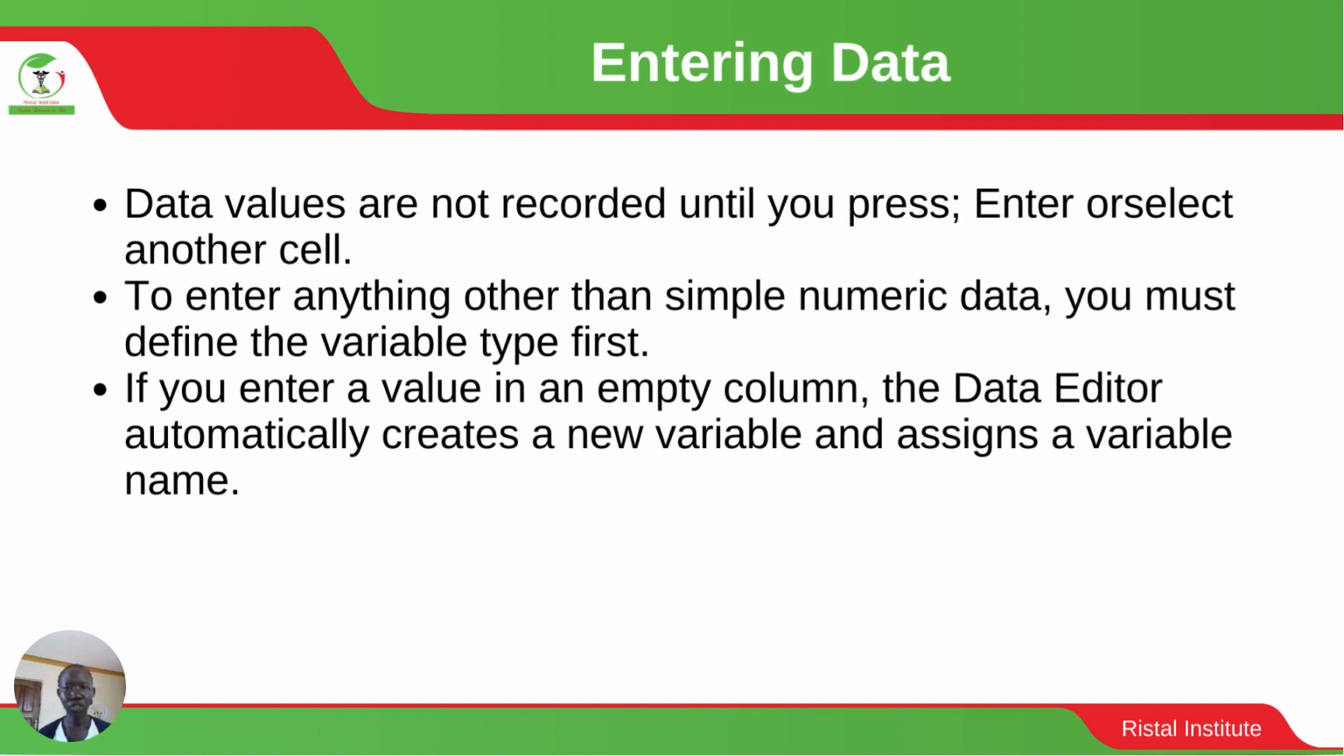That is a rule that applies to most of the applications that we use. When you're entering a certain value, until you command it to go to the next, it shall not. So when you finish writing the variable as age, you click on the enter button, and then it takes you to the next column. To enter anything other than simple numeric data, you must define the variable type, as there is a region where you're able to define the variables and code them according to the way you want to code them. If you enter a value in an empty column, the data editor will automatically create a new variable and assign a variable name.